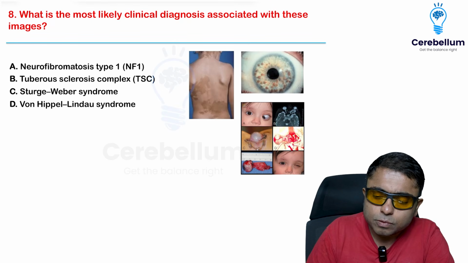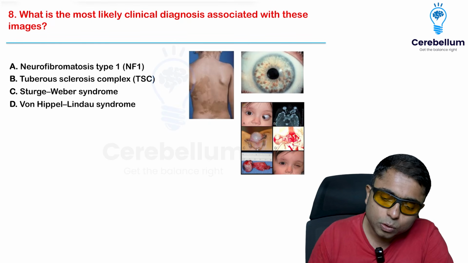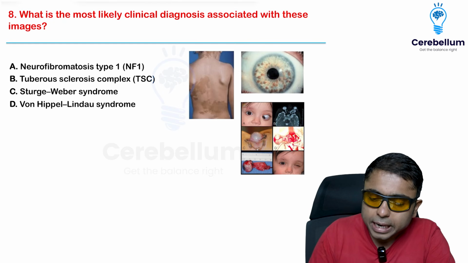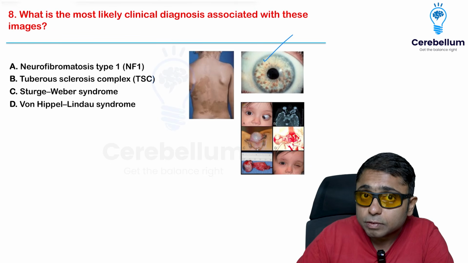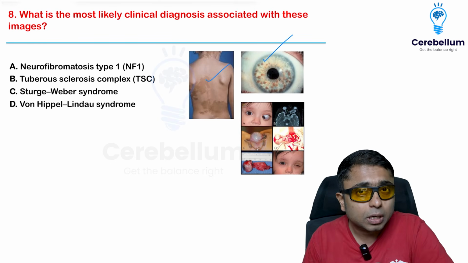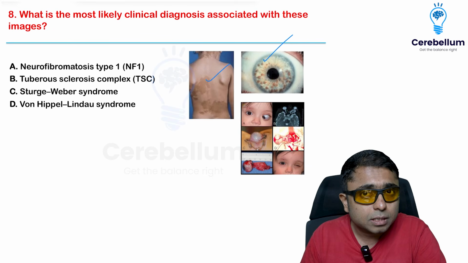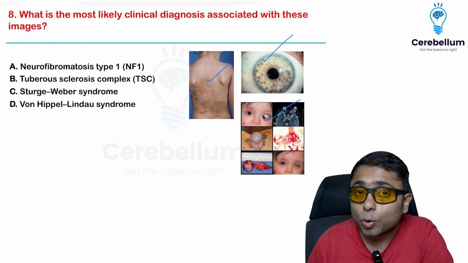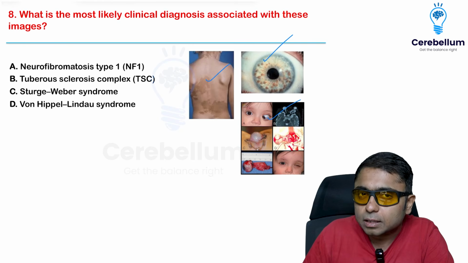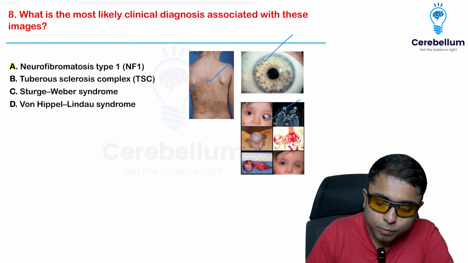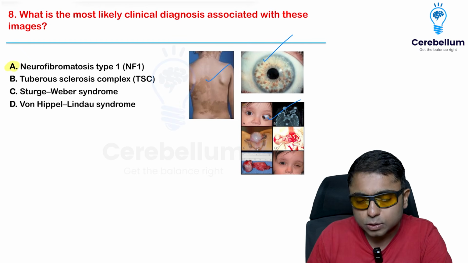Next, it is this question which is related to genodermatosis, most likely the clinical diagnosis associated with these images, right? And you are able to see some Lisch nodules, which are iris hamartomas, and you are able to see hyperpigmented brown colored macules and patches, which are mostly cafe au lait macules. You can also see there is a proptosis because of the optic nerve glioma. All these are characteristic features of neurofibromatosis type 1, NF1. So the answer is going to be option A.